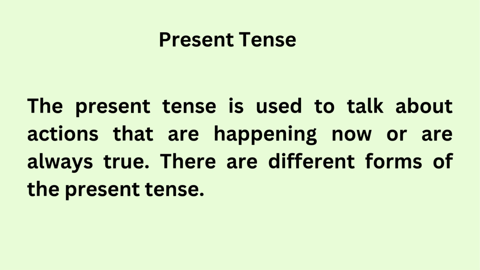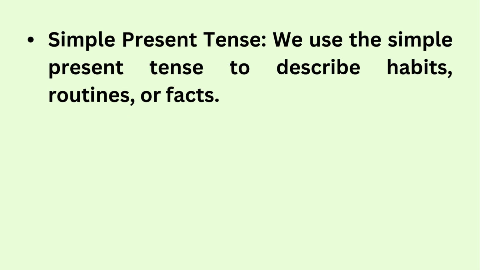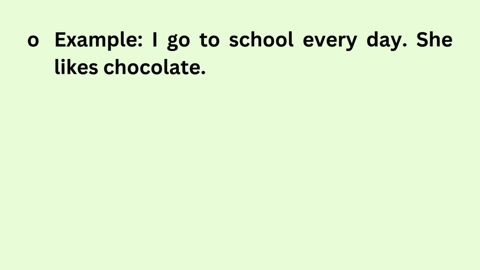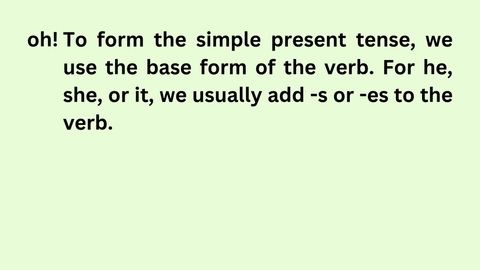Present tense. The present tense is used to talk about actions that are happening now or are always true. There are different forms of the present tense. Simple present tense. We use the simple present tense to describe habits, routines, or facts. Example: I go to school every day. She likes chocolate. To form the simple present tense, we use the base form of the verb.